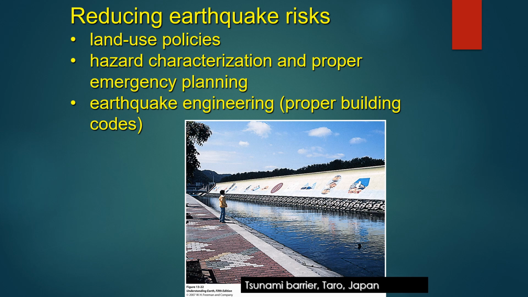For example, we can make land use policies to avoid developing economic or industrial centers in the regions of high risk. In areas with high risk, we can make proper emergency planning to reduce the loss from hazards to a minimum. And the government can also make policies on earthquake engineering so that infrastructure can be built in preparation against earthquakes.